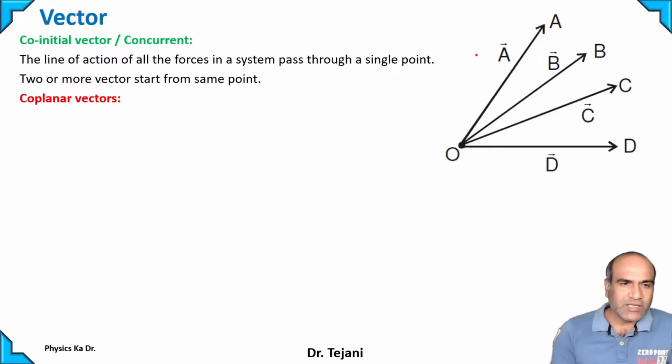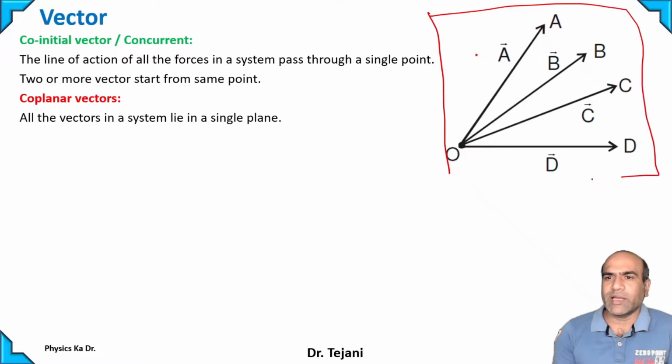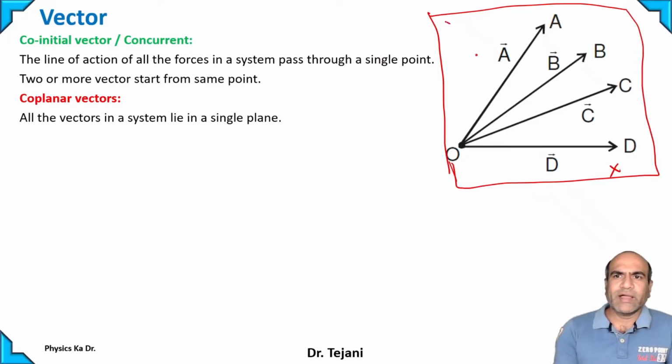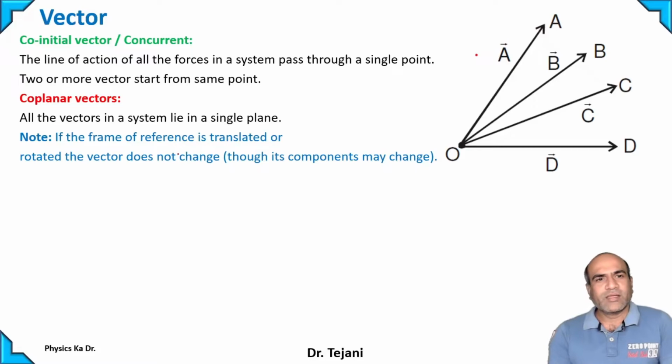Second is coplanar. Coplanar means all vectors are in a single plane. Say for example, this is my xy plane, and all the vectors are on the xy plane. All the vectors in a single plane are known as coplanar. We will see examples for that also. For now, just understand the simple meaning of that part.